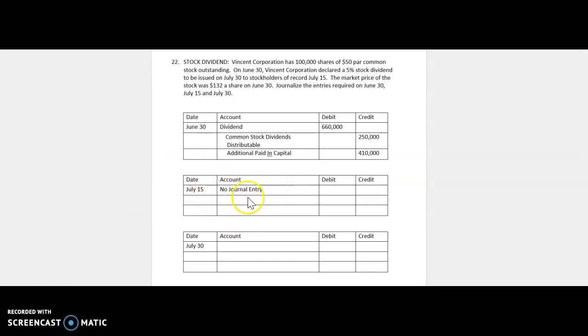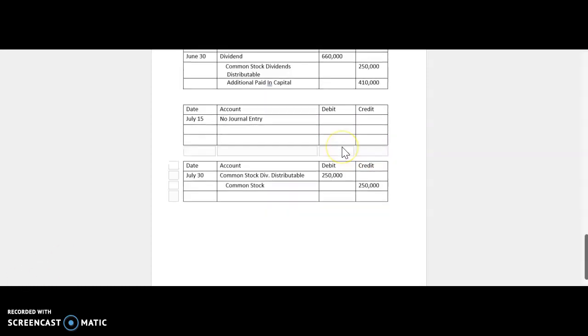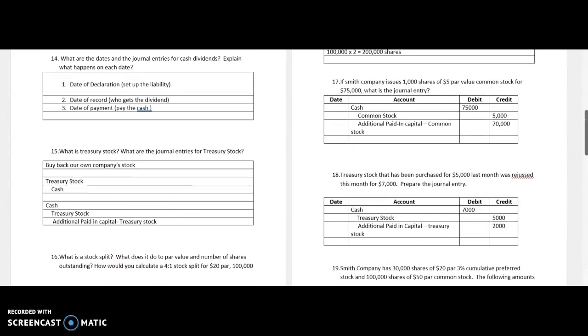Okay, there's no entry here. This is just going to tell us who's going to get the stock shares. So when I issue the stock, I'm going to debit common stock dividends distributable, take it out of that, and actually issue the common stock, and it's already at par value. And so this is how you issue a stock dividend. Notice that it does have elements of stock because you are issuing stock. You have common stock and additional paid-in capital. And this is the end of the sheet, so just let me know if you have any questions.